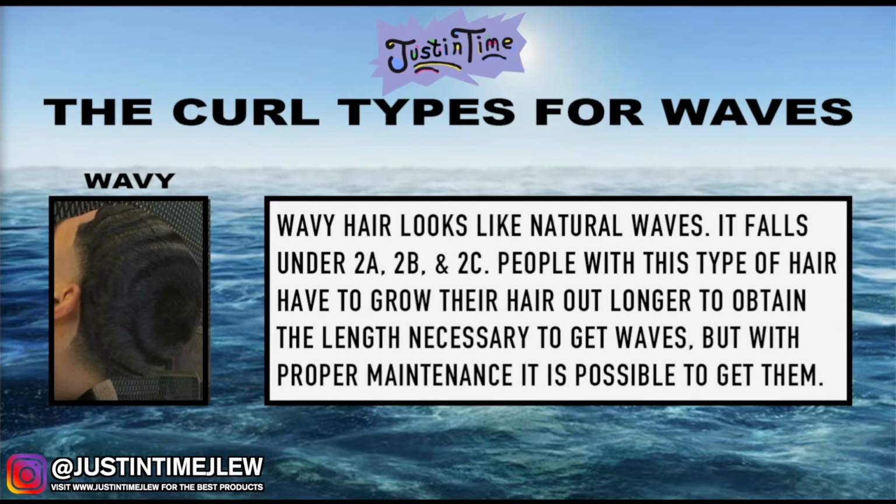It falls under 2A, 2B, and 2C. People with this type of hair have to grow their hair out longer to obtain the length necessary to get waves, but with proper maintenance, it is possible to get them. And there are several people that have been able to achieve waves with wavy hair. Now, the sad truth is a lot of people refer to this as straight hair wavers, right? When the reality is they just simply have wavy hair. So they're confusing the people who actually have straight hair.